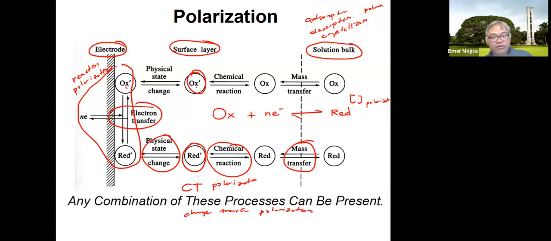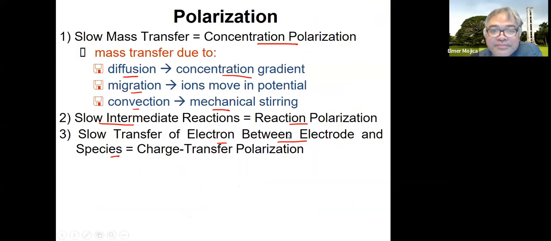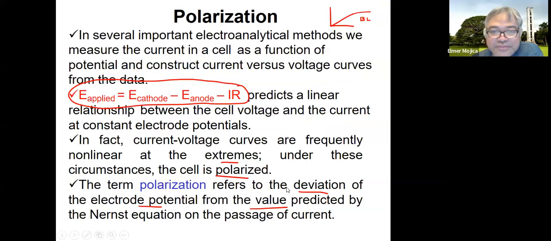So this polarization can happen simultaneously or just one at a time. It depends. But I'm just trying to show you here the polarization that happened in this process. And this is what you see in electrochemical methods or electroanalytical methods. Question?